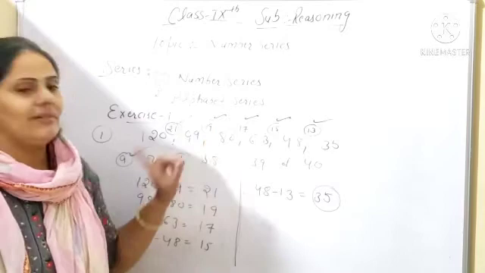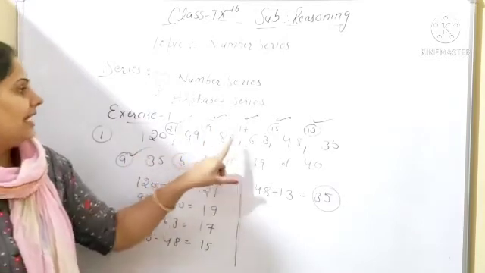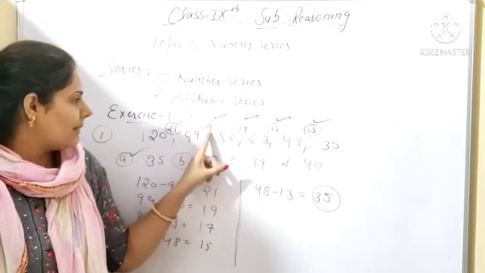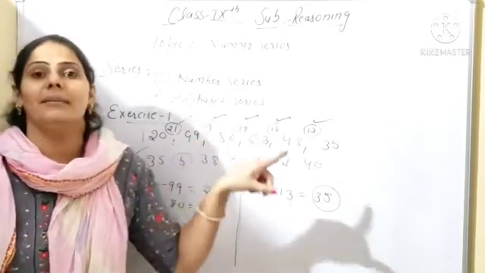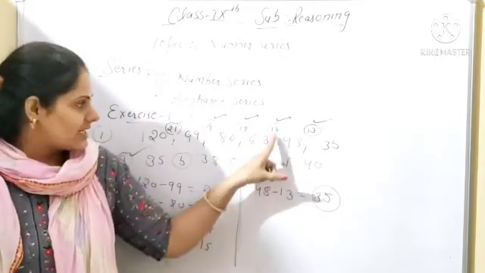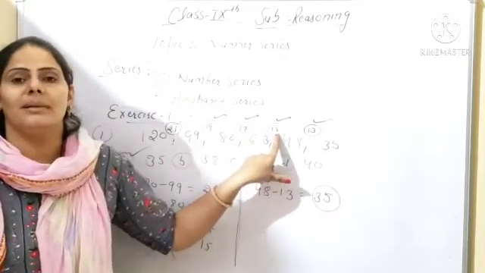After that second and third number, what is the difference? 19. Third and fourth number 17. So you are getting here 21, after 21 what are you getting? 19. After 19 what are you getting? 17. This means there is a difference of 2 in each. So for the next one, what will it be? It will be 2. So how much will come?